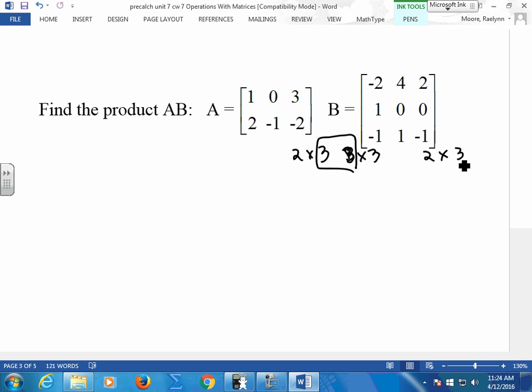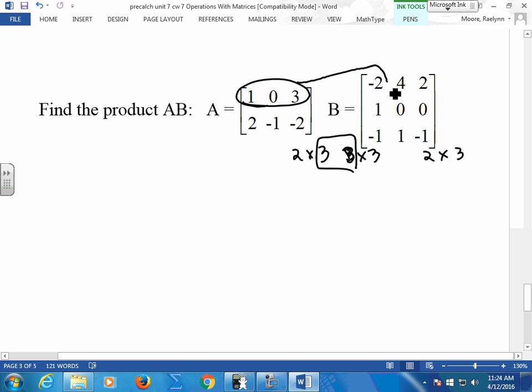Wait, how do you know what the result is? So this is 2 rows, 3 columns. This is 3 rows, 3 columns. These 2 middles have to be the same. Oh, so then take the outer? And then these is what's left for your resulting matrix. So, ready to multiply?